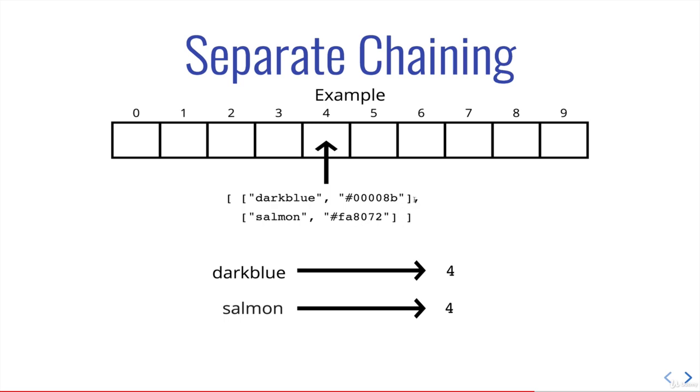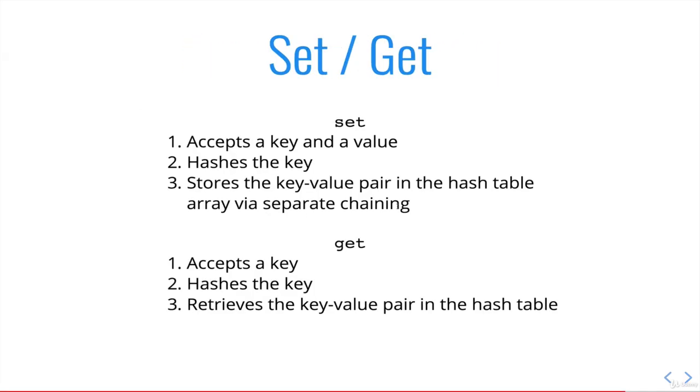So there's no guaranteed order within. So we don't know if salmon will be the first one, the second one, the fifth one. We're just going to check. Once we get to index 4 where salmon is, we're just going to look for salmon in that nested list. And then finally, if it's not in our hash table at all, return undefined. Just make sure it works. If someone tries to retrieve a value that's not there, we don't want to break our code. It should return undefined.